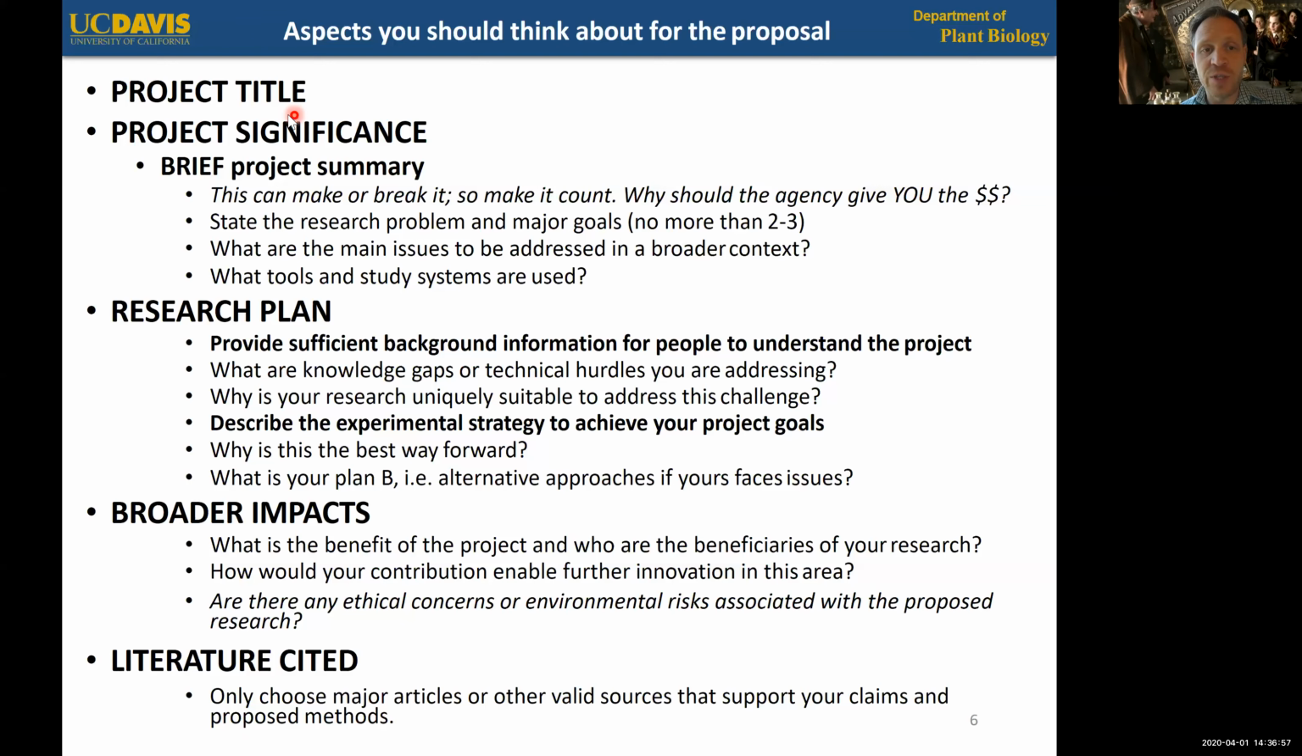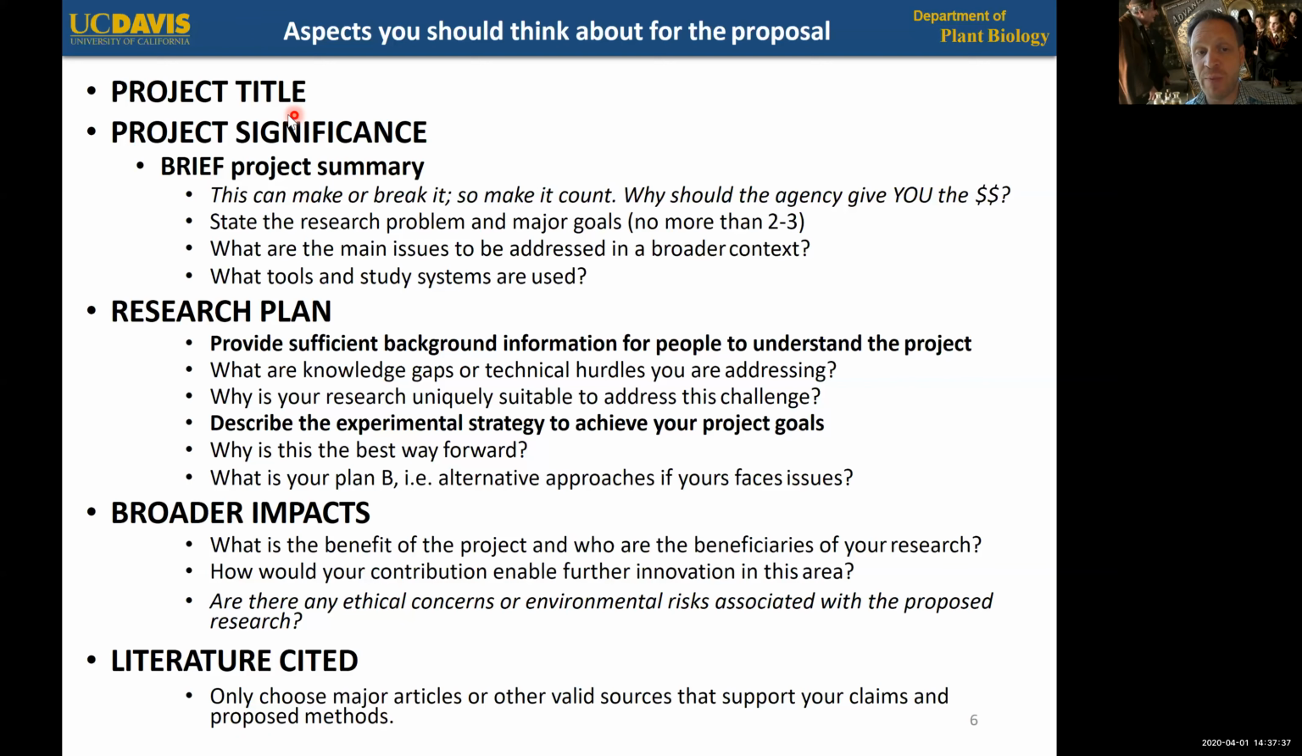That then is followed by the research plan. You should have provided enough sufficient background information for people to understand the project, but without going into all the details that are only relevant to you or to other experts. What I would highlight is, what are the knowledge gaps, right? Why is this important? What are technical hurdles if you're more looking into a tool development proposal? Why is your research uniquely suitable to address this challenge? Right? That might be a bit challenging for you because you're early in your career, but think about, for example, the resources that you have at UC Davis or in your lab that you could bring forward as a strength here.